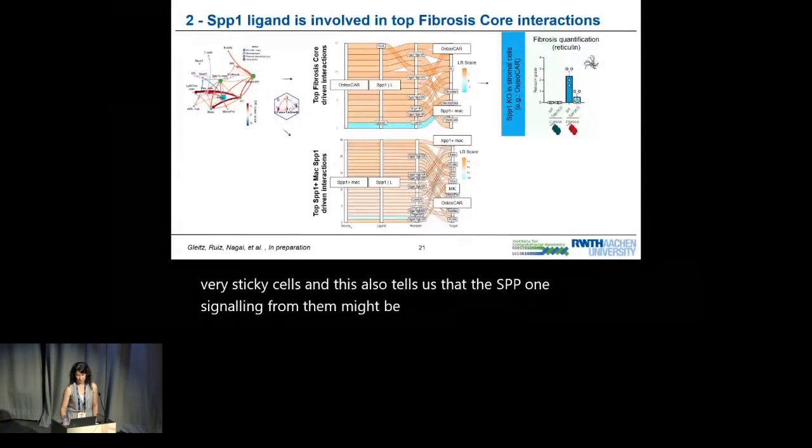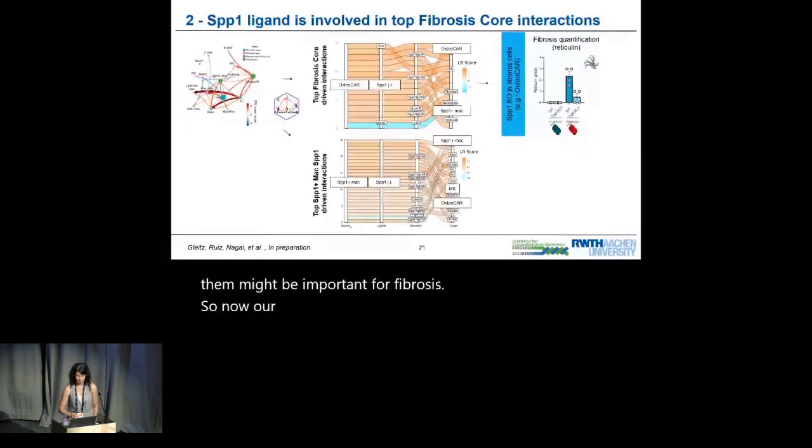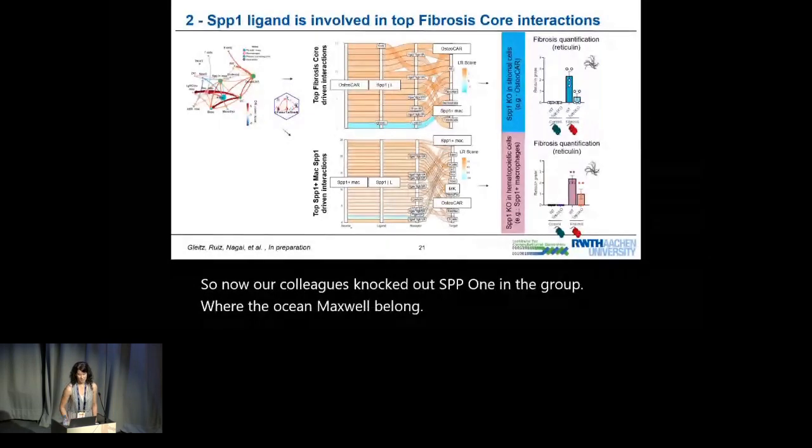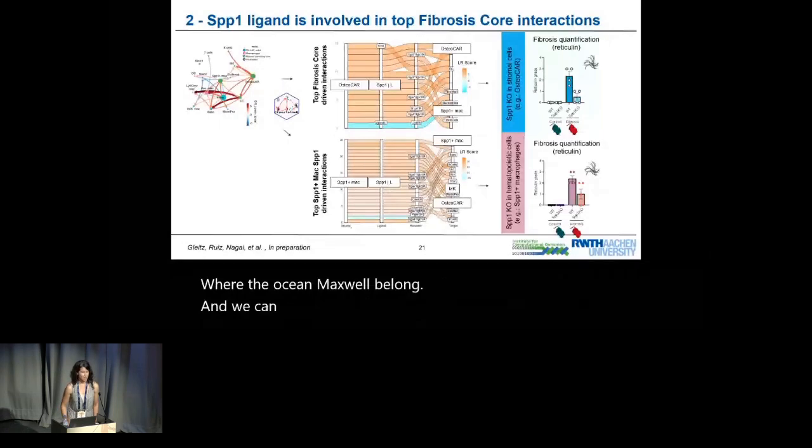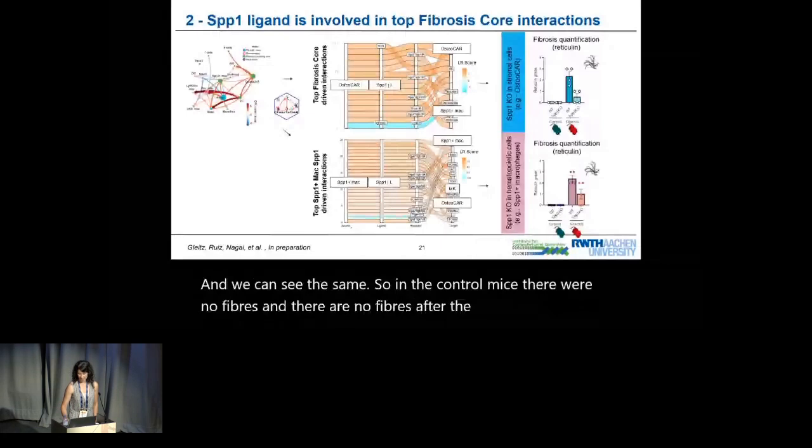So now our colleagues knocked out SPP1 in the group where the osteomacs belong, and we can see the same. In the control mice, there were no fibers, and there are no fibers after the knockout. And then we can see a significant decrease in the fibers.